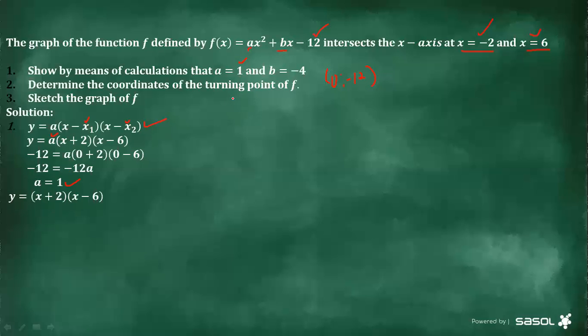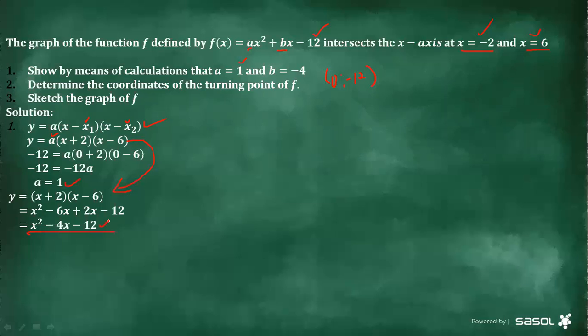Now, in order to get the value of b, we have to come back to this page. You can see this one. Instead of a, we just substitute with 1. Even if it's not there, it's fine. Then you open the bracket, apply FOIL, and add the like terms. This is the equation of the graph.